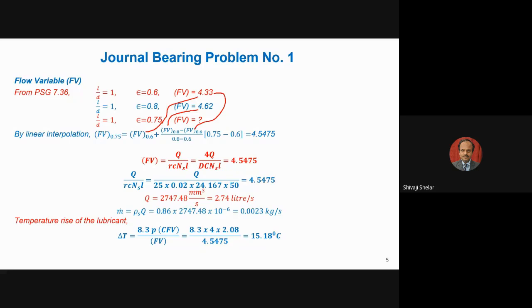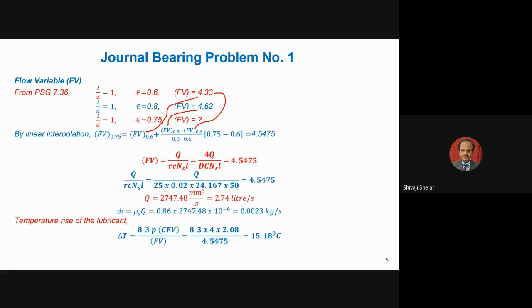Again, you have to check. As we increase the eccentricity ratio here, the FU value is increasing. So it should be greater than this value and less than that. So it is coming in between, so my calculation is correct. So 4.5475 is the flow variable value for 0.75 eccentricity ratio when L by D is equal to 1.